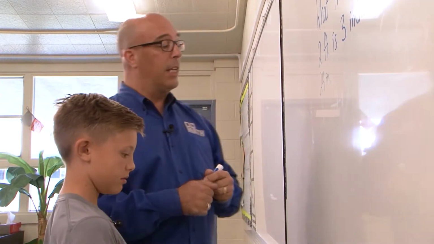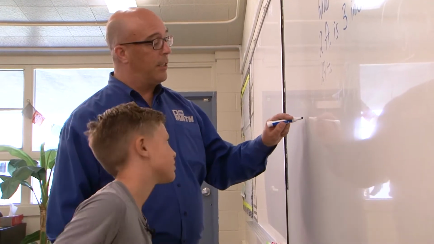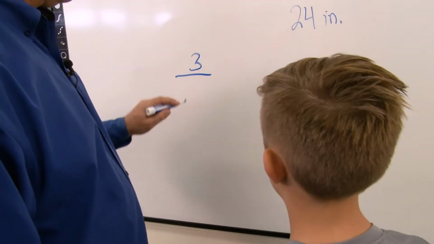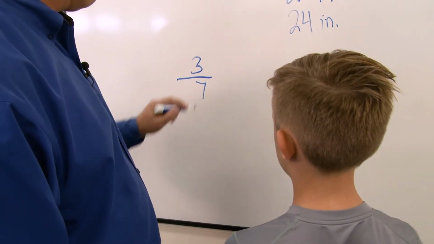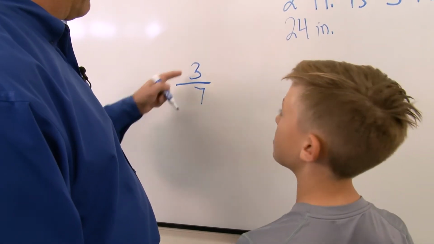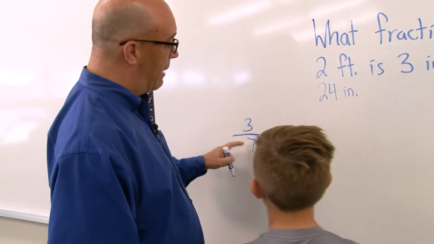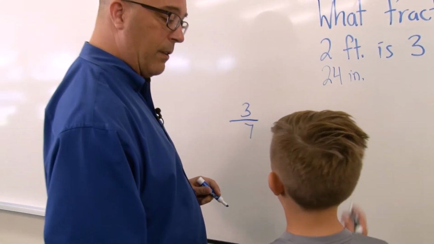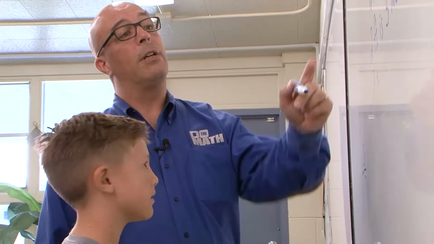Okay, if I have, let's say there are 3 boys in a classroom and there are 7 people altogether, right? So 3 out of 7 are boys, okay? How many would be girls? 4. 4, okay?